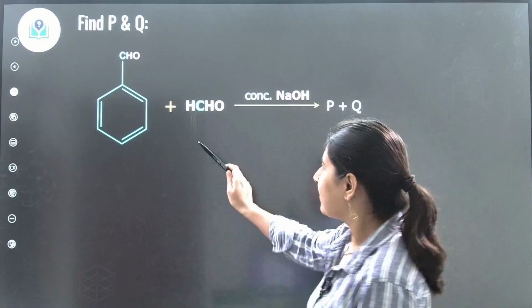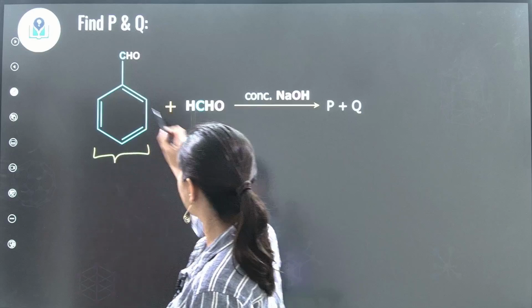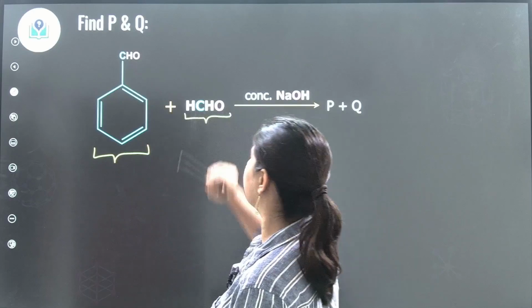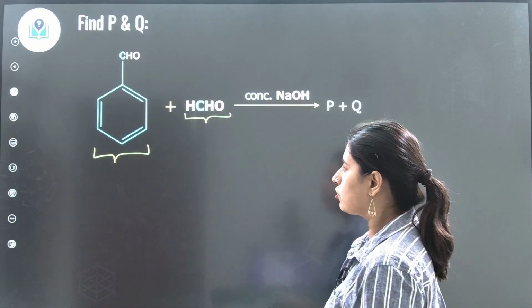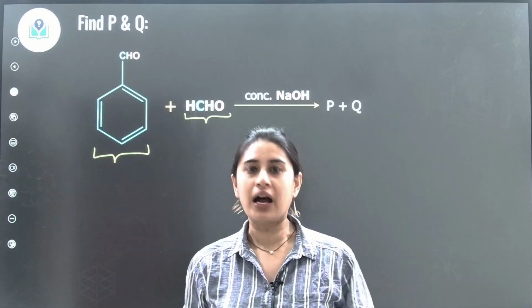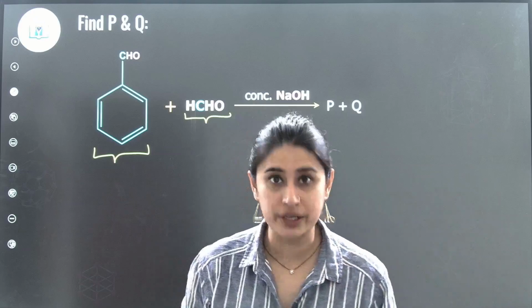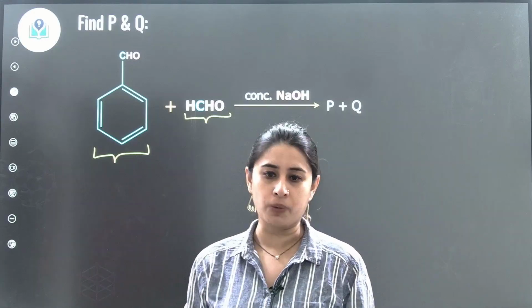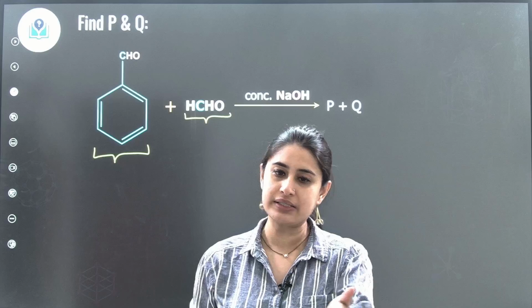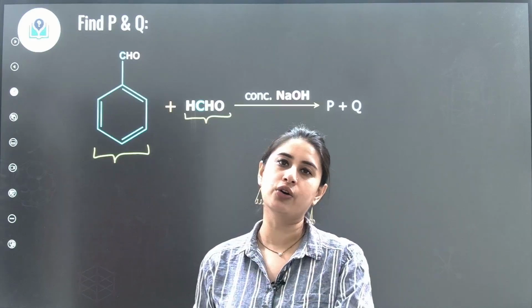So when you look at this question, you can see that there is one aldehyde with no alpha hydrogen. There is another aldehyde with no alpha hydrogen. So this is a Cannizzaro reaction, but we can't judge which will undergo oxidation and which will undergo reduction. So what to do? One option is, our friend Soumya is saying the smaller one will undergo oxidation.